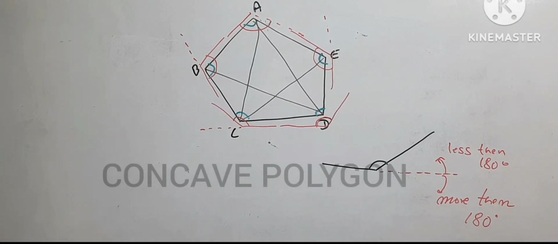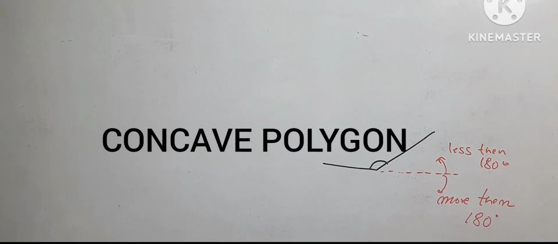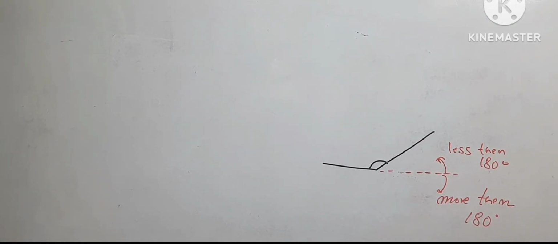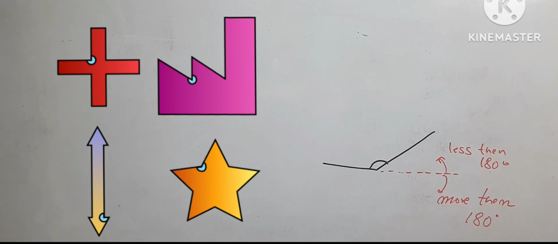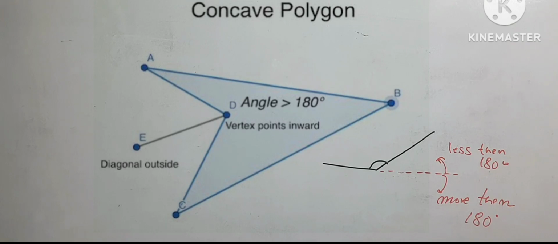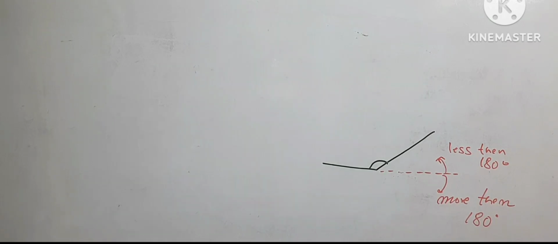Okay, so the next one is concave. Convex you have understood. First we will understand concave, then we will see some sums on how to identify whether a diagram is a concave one or a convex one. Some pictures are on your screen. For the concave, what do we need to identify? If any one of the angles is greater than 180, it's concave. And the diagonals, if any one of the diagonals is lying outside. Let us see how it works.